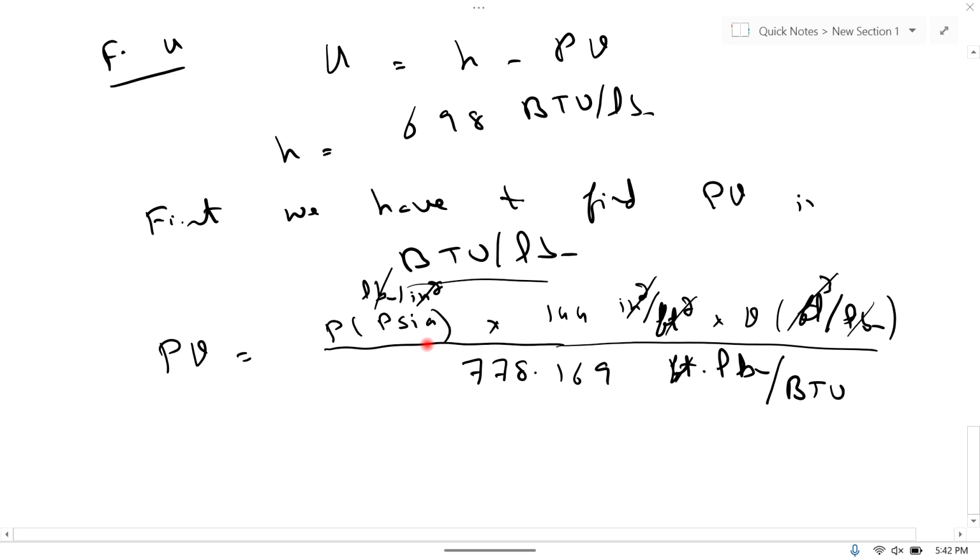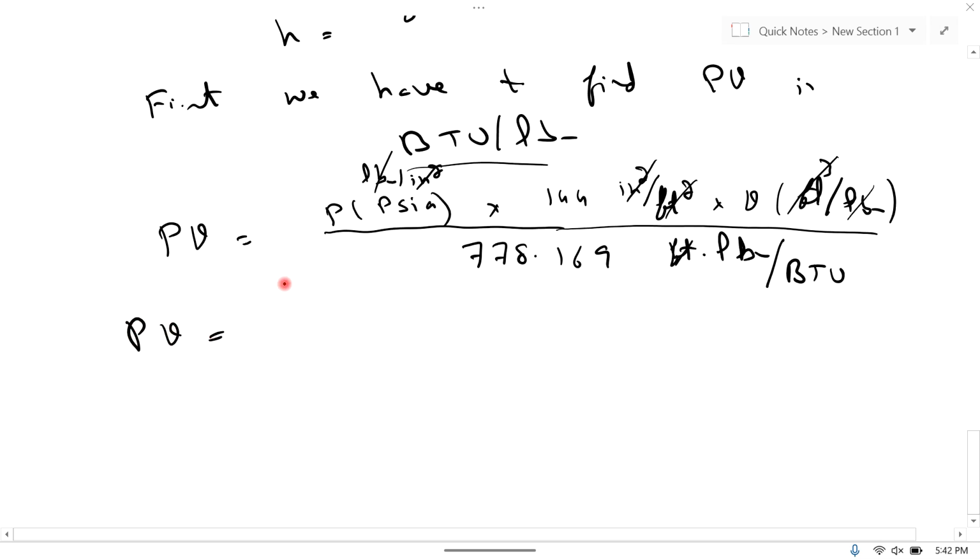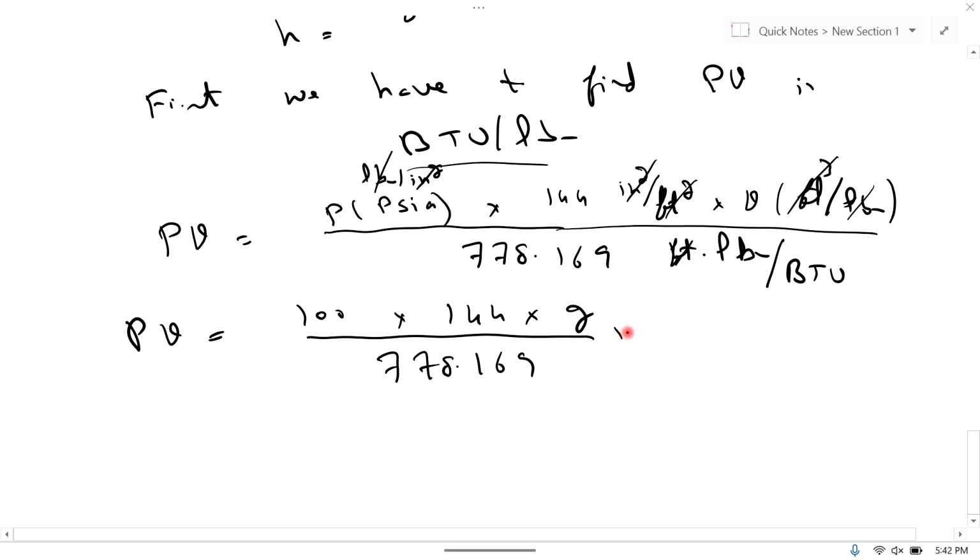Now simply multiply this. Pressure P is 100 psia. These units are already cancelled. This is 144. This is specific volume, given to us as 2 cubic feet per pound mass. These units are already cancelled. Divide by 778.169, and in the denominator pound mass per BTU, so the unit is BTU per pound mass. So PV term is equal to, simplifying this value, 37 BTU per pound mass.